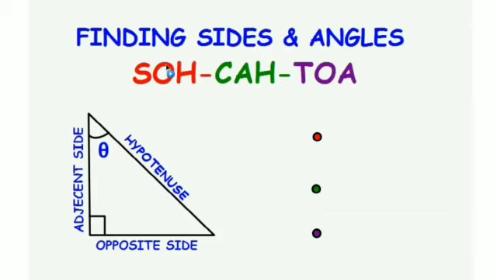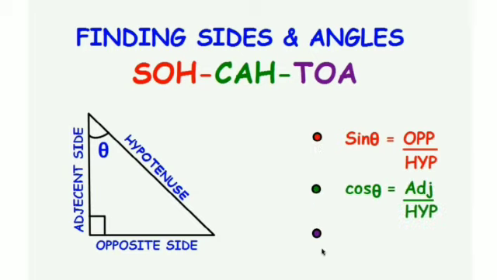SOHCAHTOA. What is SOHCAHTOA? Sine is opposite divided by hypotenuse, cos is adjacent divided by hypotenuse, and tan is opposite divided by adjacent side. So sine theta equals opposite by hypotenuse, cos theta equals adjacent by hypotenuse, and tan theta equals opposite divided by adjacent side. So these are the main three trigonometric functions. Now using these trigonometric functions, we are calculating the sides or angles.